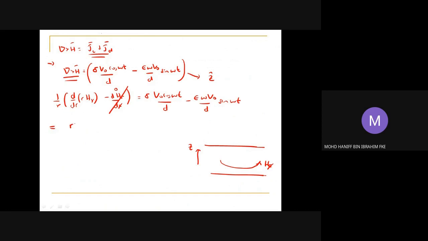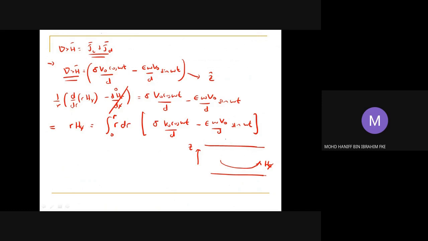So we're going to have r H_phi equals the integration of r dr, sigma V naught cos omega t divided by d minus epsilon omega V naught divided by d sin omega t, because all of these are constant, so we only integrate with respect to r. So we just take the value of r from 0 to r, because we consider the region of r to be any position inside the capacitor plate.